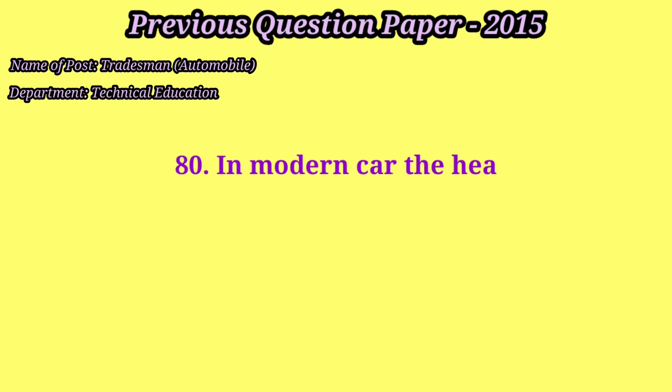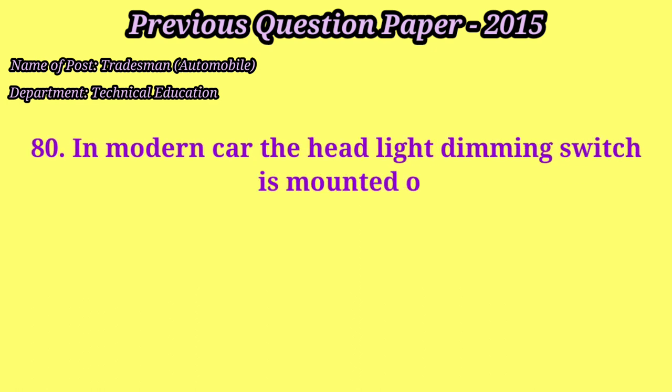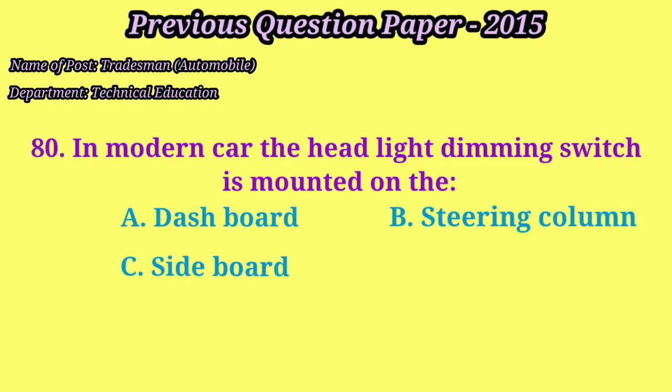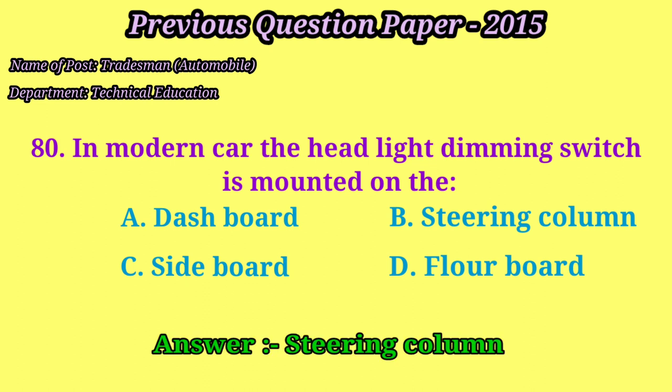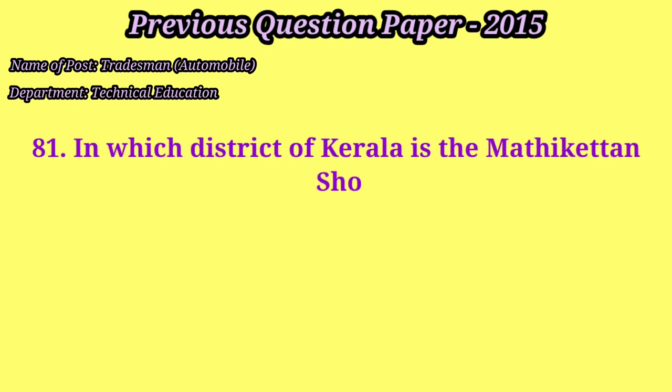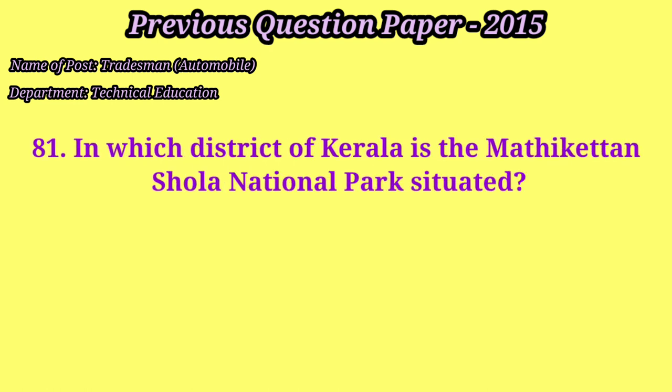80. In modern car, the headlight dimming switch is mounted on the A. Dashboard. B. Steering column. C. Sideboard. D. Flower board. Answer: Steering column.